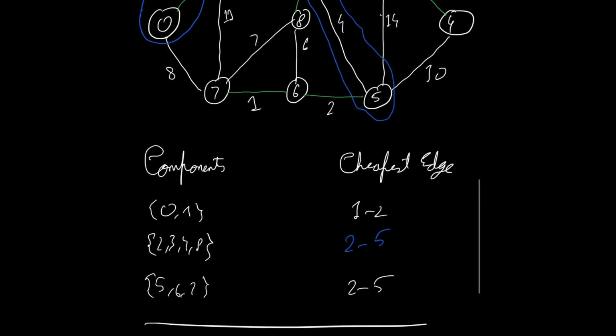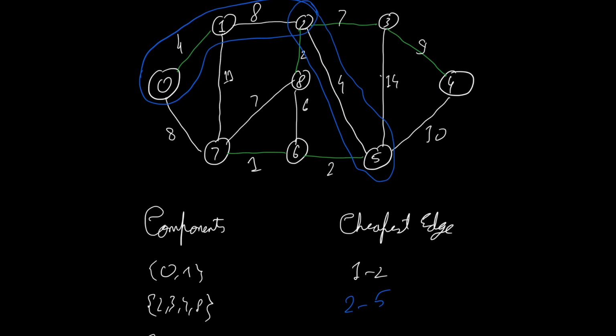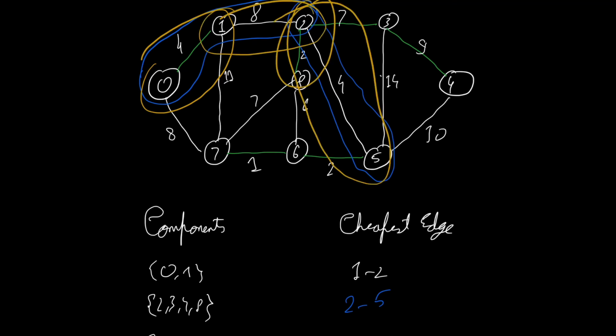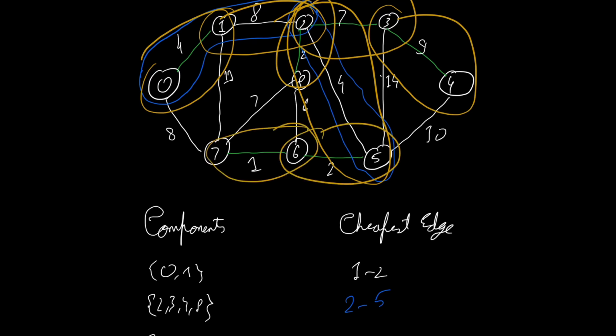So the MST will totally include 0, 1, it will include 1, 2, it will include 2, 8, it will include 2, 5, 2, 3, 3, 4, 5, 6, 6, 7, and 2, 5, as I said.